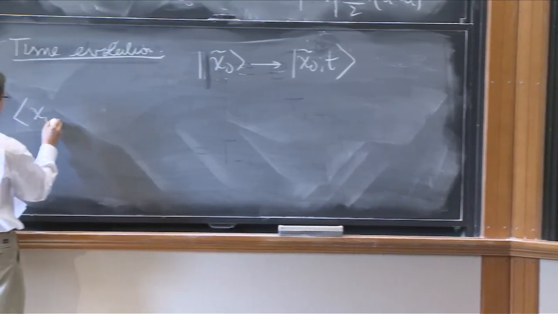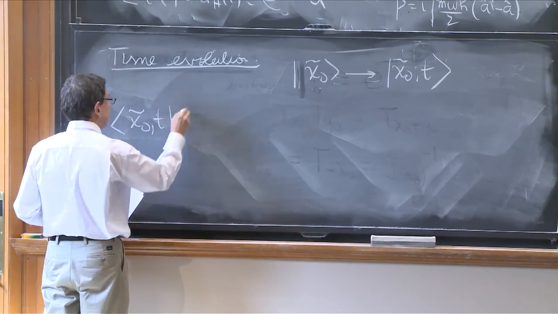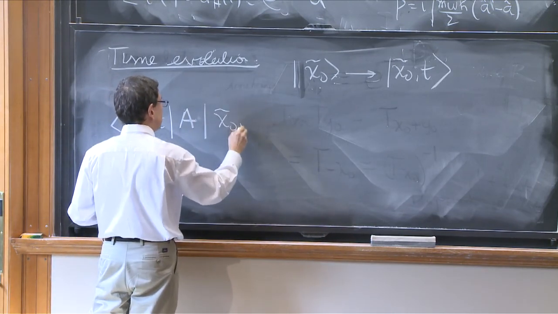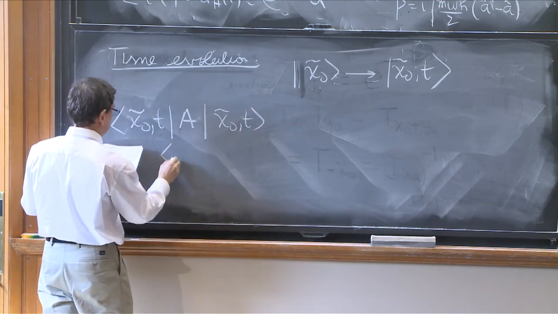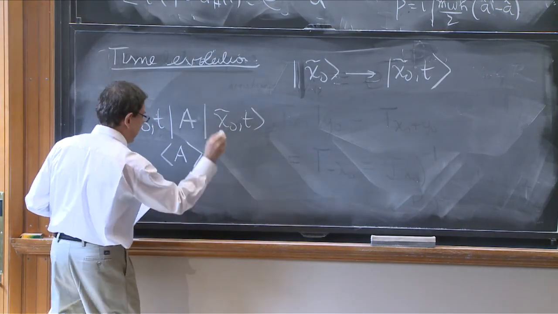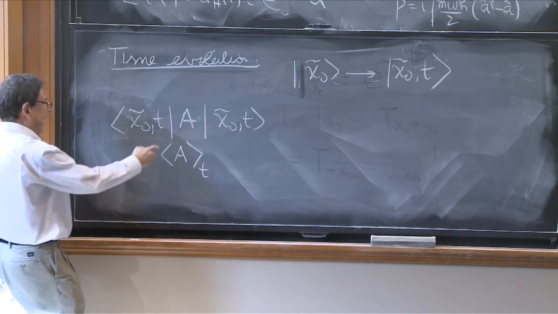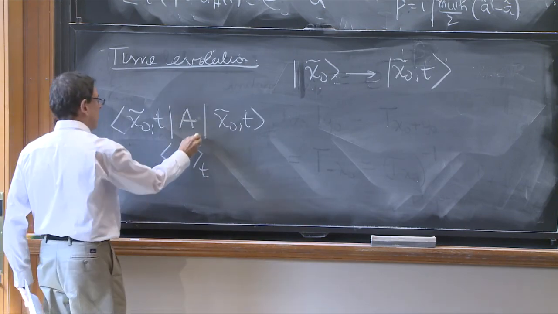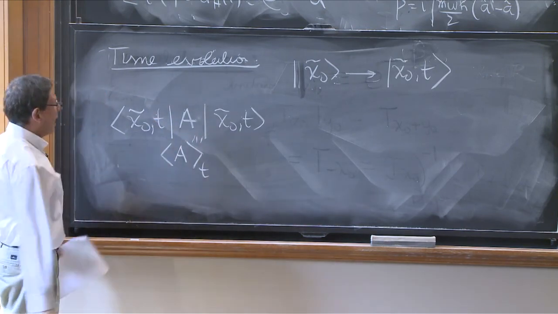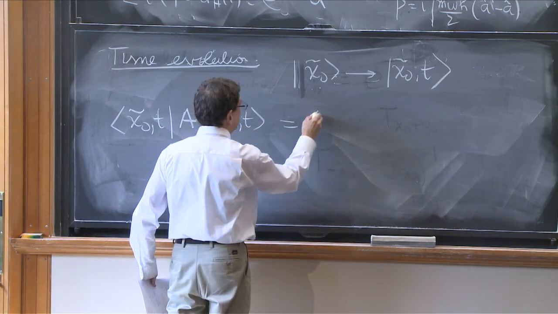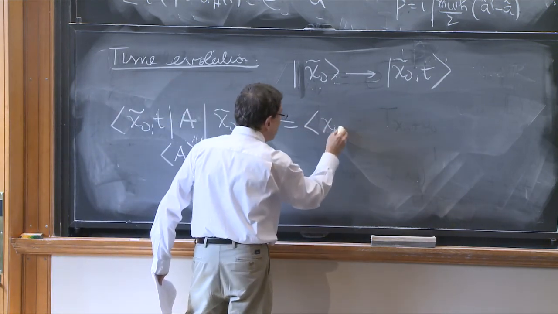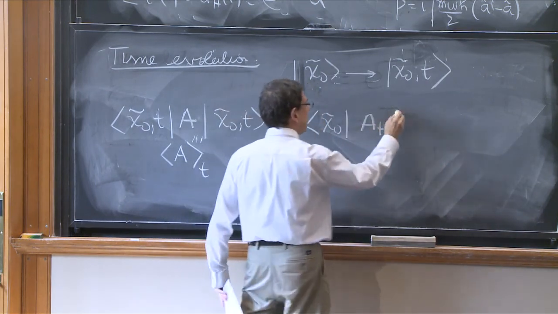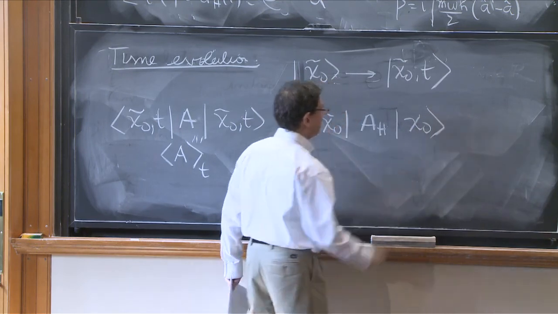So what do we have here? We'll ask for x naught t, and we'll put a Schrödinger operator in between here, x naught t. And this is what we'll call the expectation value of A as time goes by in the x0 state. This is what we call this. But then we have the time evolution. So this is equal to the original state, Heisenberg operator of A, original state.